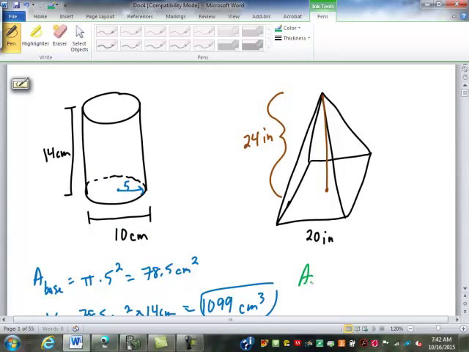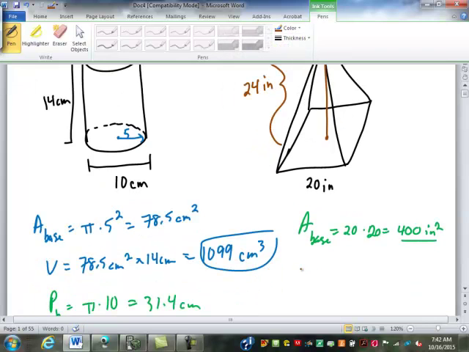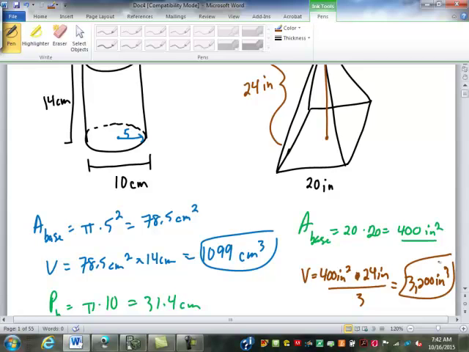Okay, so over here, area of the base is just the 20 inches times 20 inches. So 400 inches squared. So the volume, the area of the base, 400 inches squared, times the height of 24 inches, divided by 3, which makes this 3,200 cubic inches of volume.